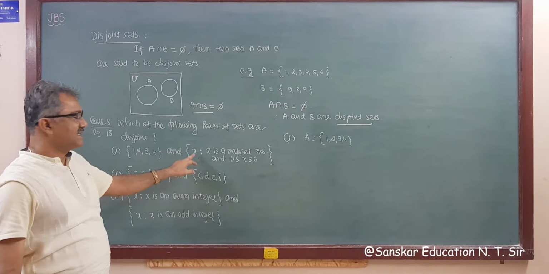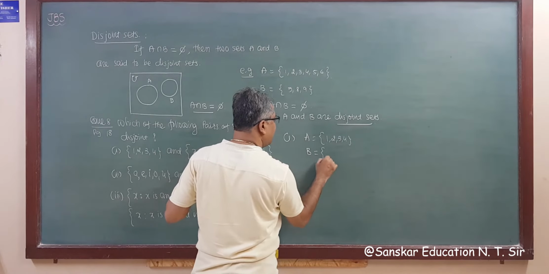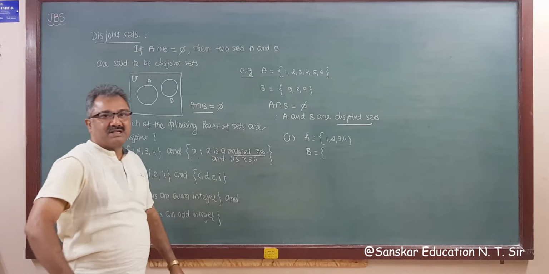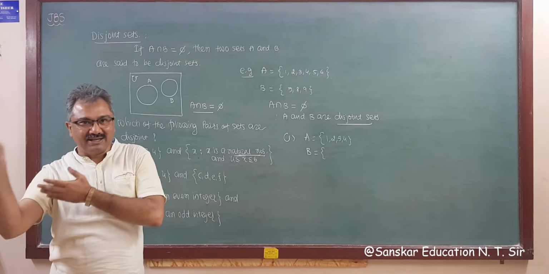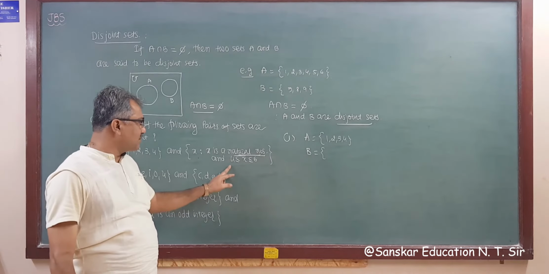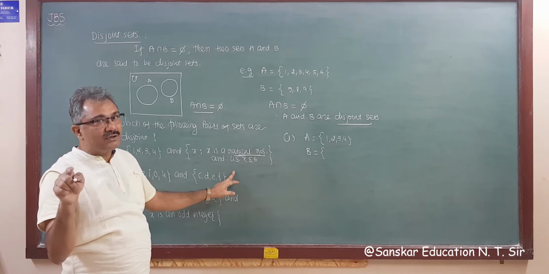And suppose this is B. So set B is equal to, what is given? X is a natural number, which means we have to take 1, 2, 3, 4, 5, 6, 7, 8, 9, 10 up to n. But a condition is also given: 4 is less than or equal to X is less than or equal to 6, which means we have to include 4 and 6 also.